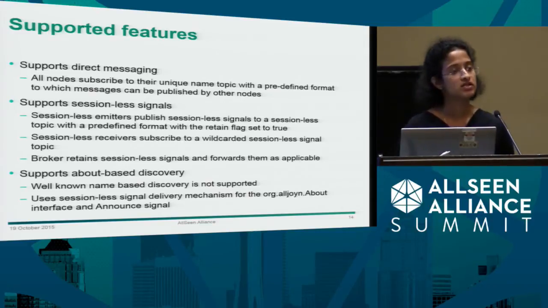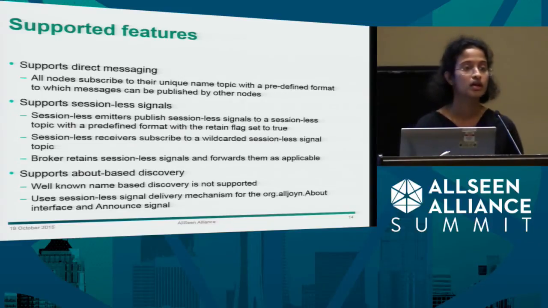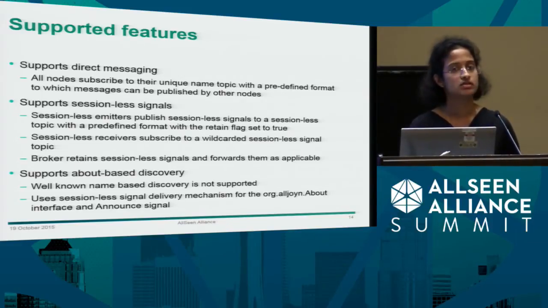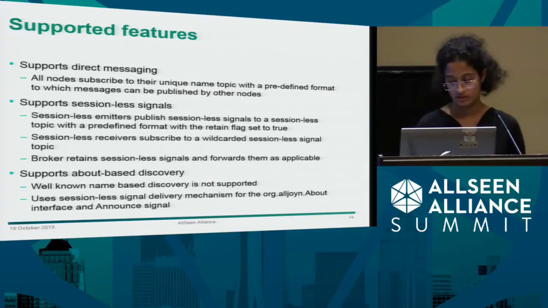About-based discovery is a special case of sessionless signals, wherein it uses the interface org.AllJoyn.About and the member name Announce for discovery. Well-known name discovery is not supported on this branch.